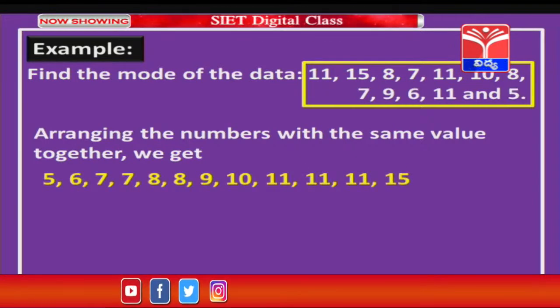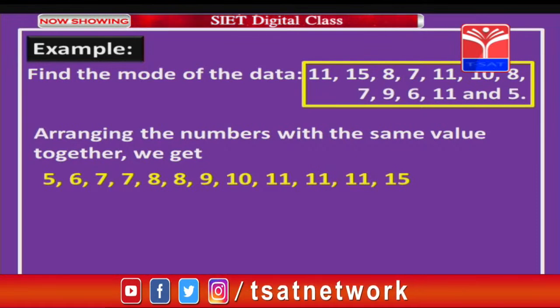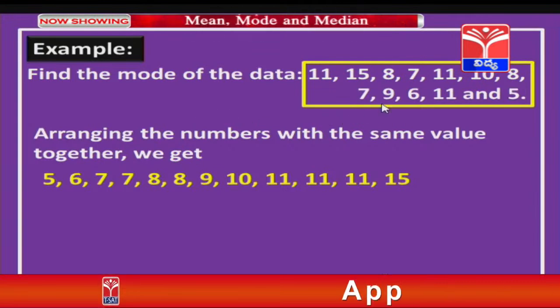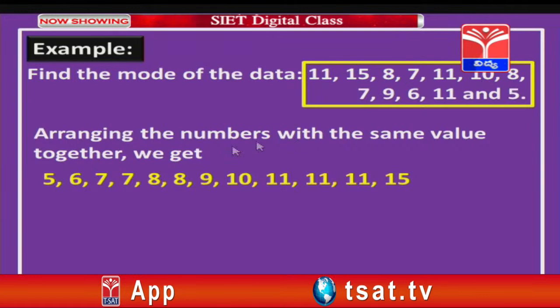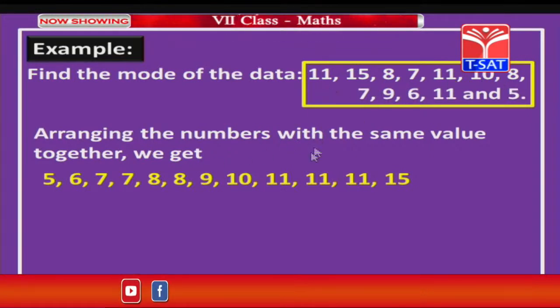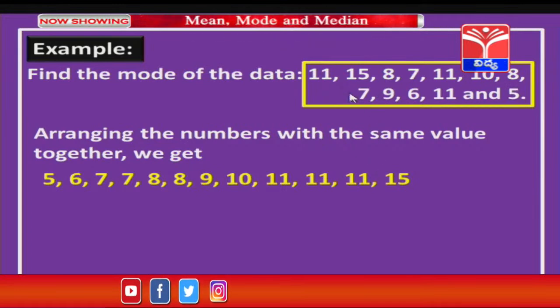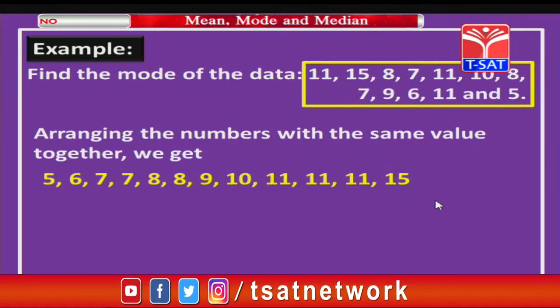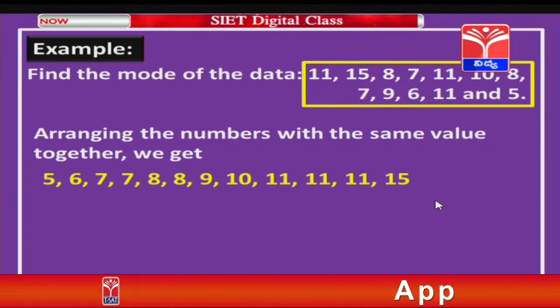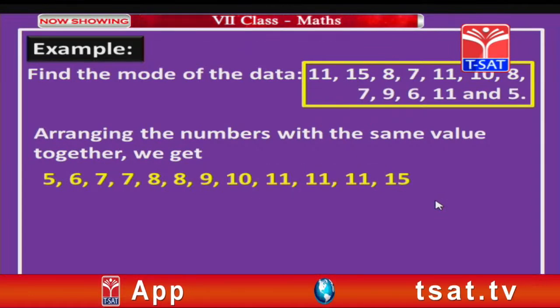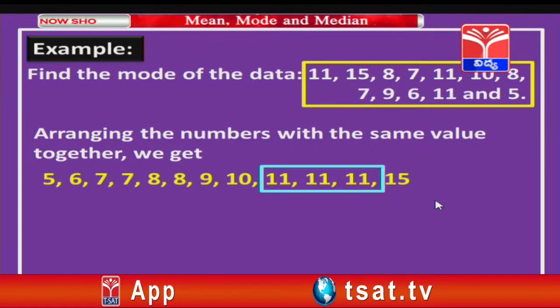First, we will take the least one, that is 5, repeated only once, then 6 once, whereas 7, if you notice, is repeated twice, 8 repeated twice, 9 once, 10 once, whereas 11, if you notice, is repeated thrice, and finally, we have 15 only one time. So, this is how we arrange the data. This is the organization of data, right, children? We have already learned it. Now, out of all these things, which is repeated more number of times?